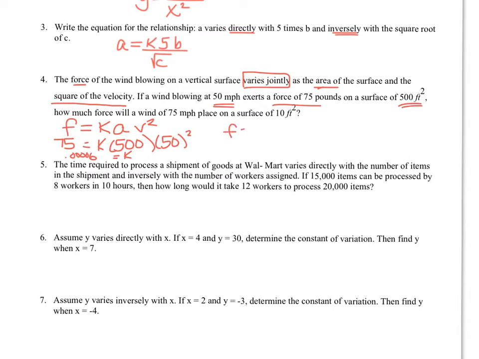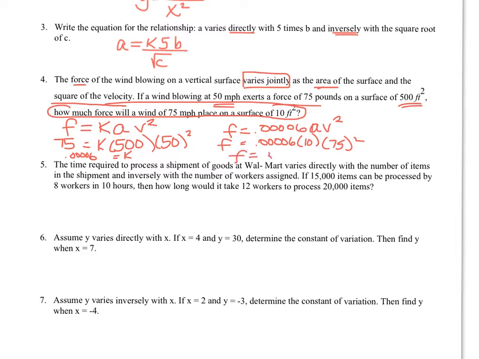So now I have F equals 0.00006 A V squared. Now notice the last part of this problem. It says how much force will a wind of 75 miles per hour place on a surface that's 10 feet squared. Force is what I'm looking for. My area is 10, and my velocity is 75. I type all that into my calculator, and the force that I get is 3.375 pounds.